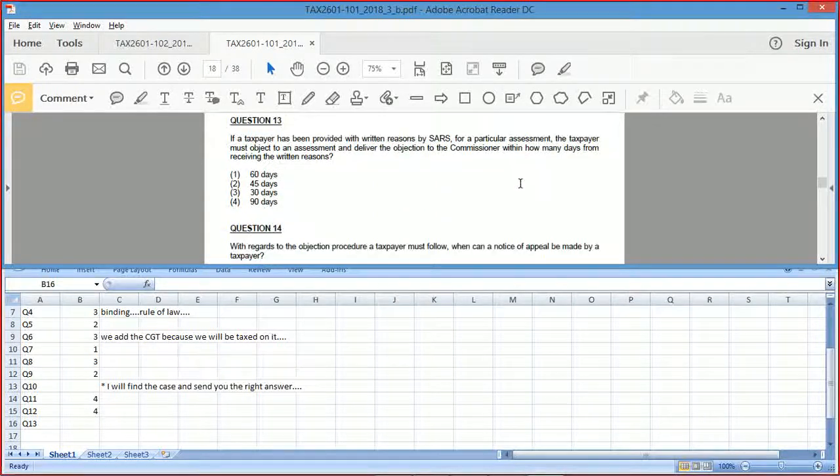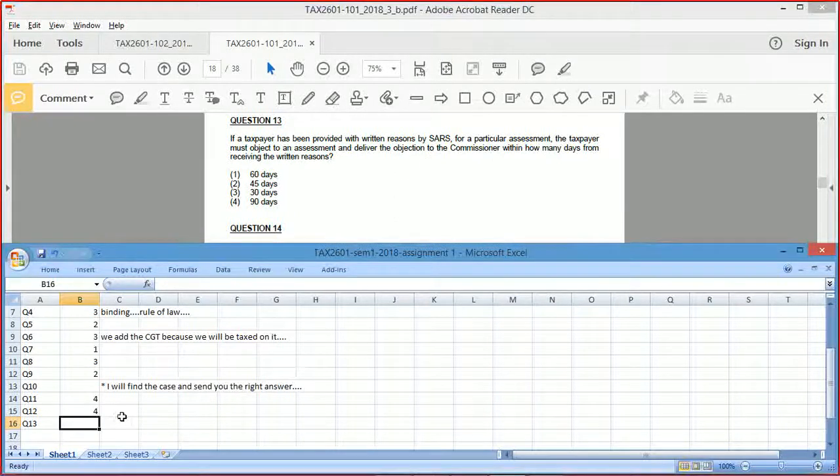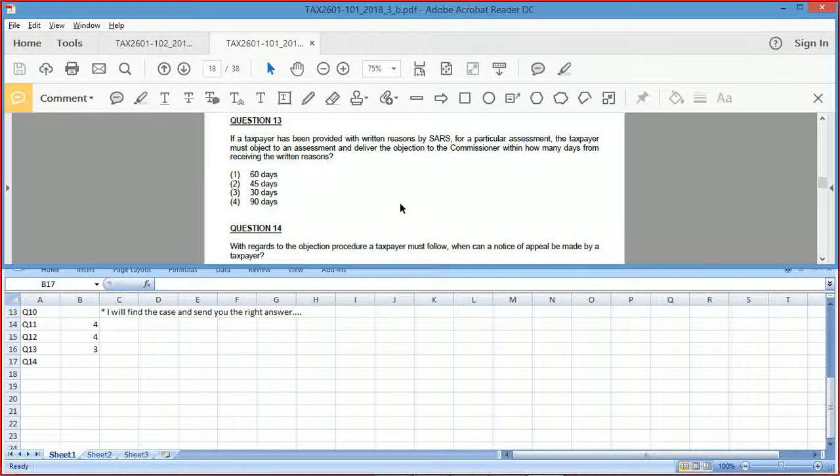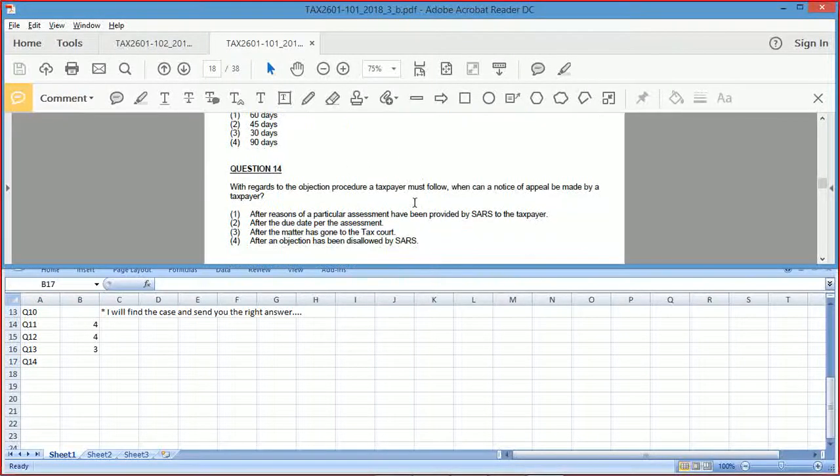What else? 13. If the taxpayer has been provided a written reason by SARS for a particular assessment, the taxpayer must object to the assessment. Okay, we looked at this last week. Objection must be given within how many days? Do you remember? We spoke about it last week. 30 days. Was it within 30 days? Yes, sir. Yes, it is 30 days. Correct. It was in the notes from last week. You have 30 days to object.